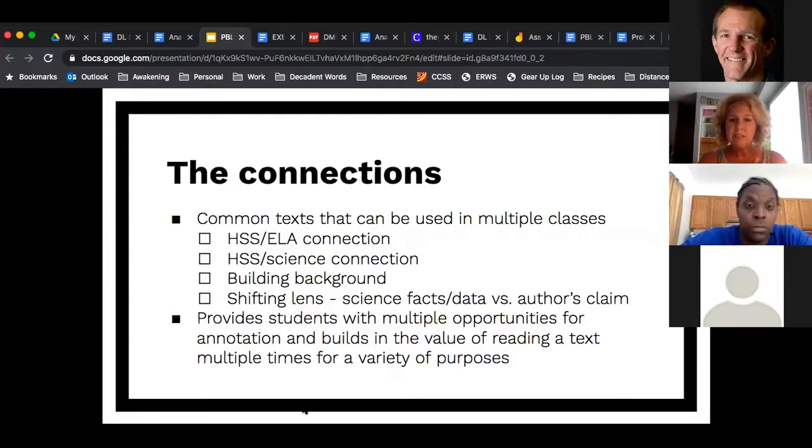And that's essentially what I said there: those multiple opportunities for annotation and building in that habit of mind that there's power in reading a text multiple times for a variety of purposes, and the importance of that.